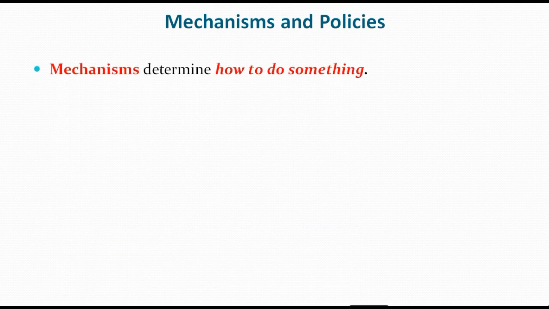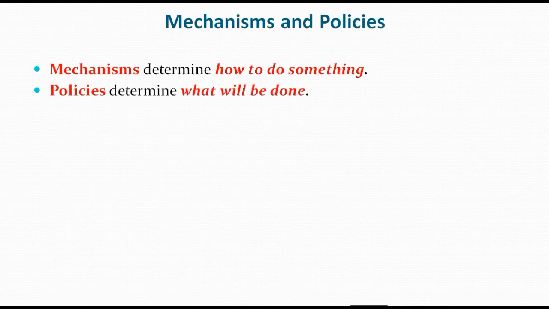To design and implement the operating system, some mechanisms and policies are needed. Without mechanisms and policies, we cannot design the operating system. The mechanism determines how to do something, and the policy determines what will be done.